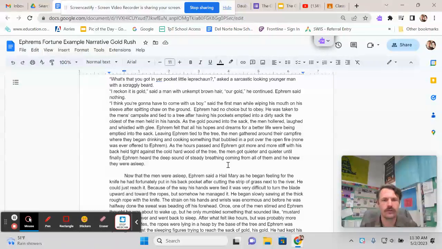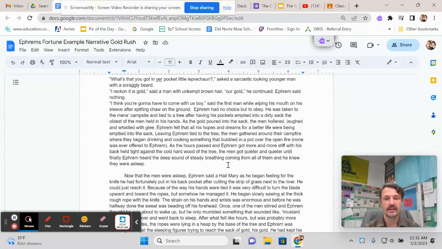"I think you're going to have to come with us, boy," said the first man while wiping his mouth on his sleeve after spitting chaw on the ground. Ephraim had no choice but to obey. He was taken to the men's campsite and tied to a tree after having his pockets emptied into a dirty sack the oldest of the men held in his hands. As the gold poured into the sack, the men hollered, laughed, and whistled with glee. Ephraim felt that all his hopes and dreams for a better life were being emptied into the sack.